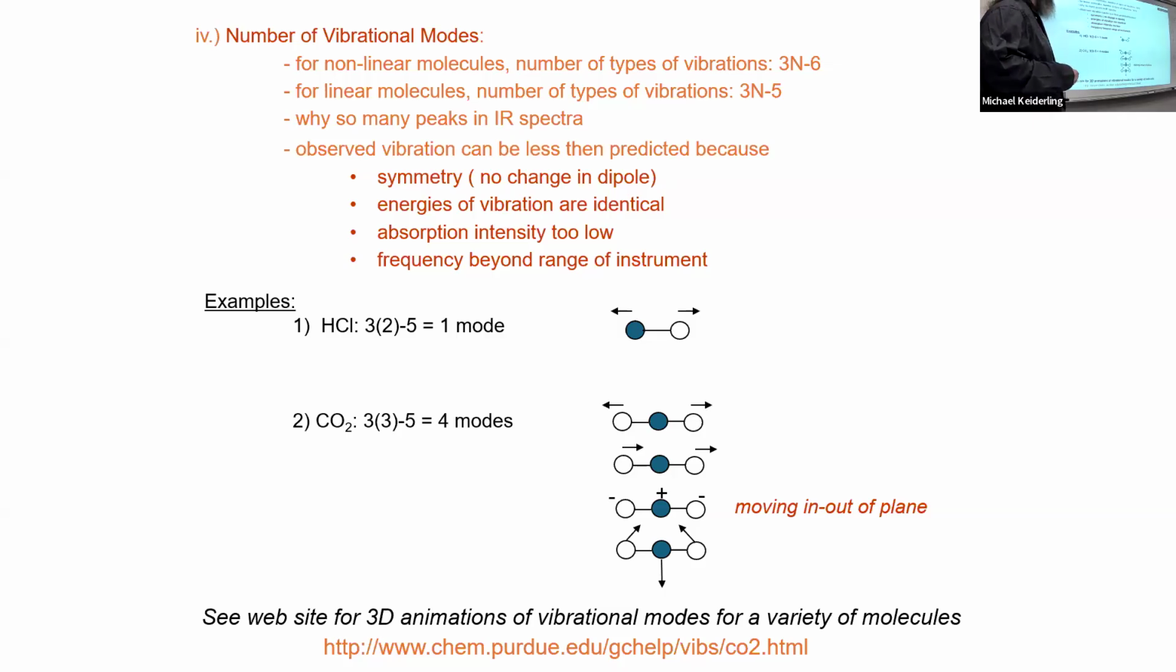CO2 has 4 modes, but only modes which change the dipole are active. So the bottom 3 modes are the only ones that are active. And 2 of those are degenerate.